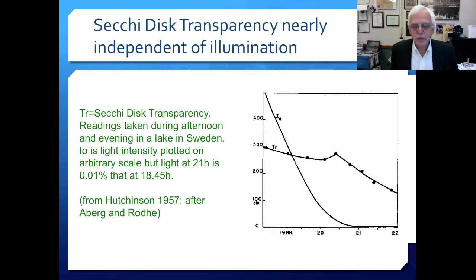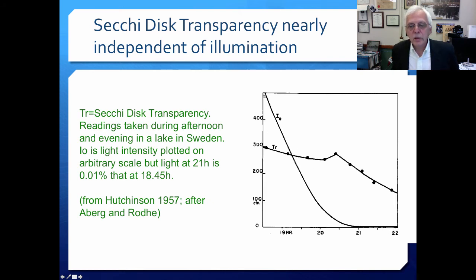So the Secchi disk transparency, you may think that this has a lot to do with how much light is available at the surface, that the measurement you'll get will be quite dependent on time of day, and this really isn't true. Here's an old graph showing I sub O, which is the incident radiation. That's the amount of radiation hitting the surface of the lake, and you can see it's decreasing as it gets later. This is 8 o'clock and this is 10 o'clock at night.